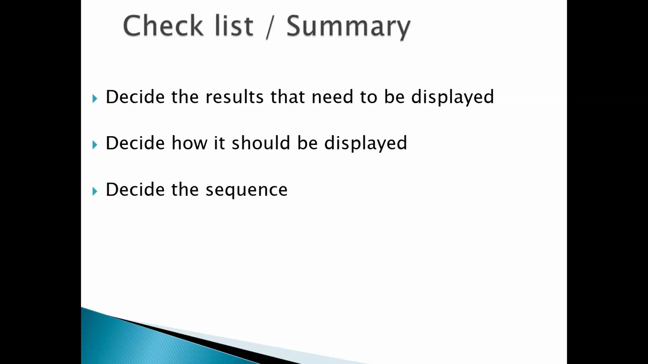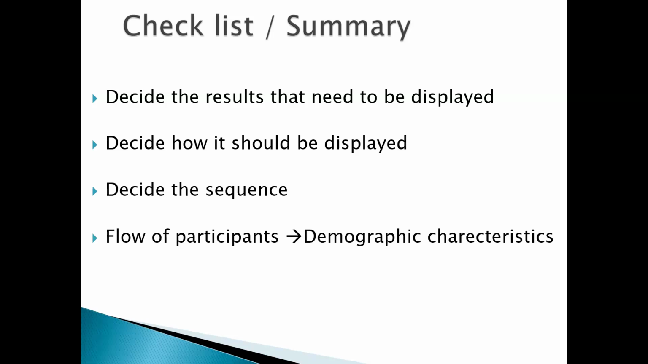I told you which should be the first result, followed by which result, and so on, and finally what result needs to be presented. In simple terms, I've told you: first start with the flow of participants, followed by demographic characteristics, the primary objective, the secondary objective, and then the covariate analysis results.